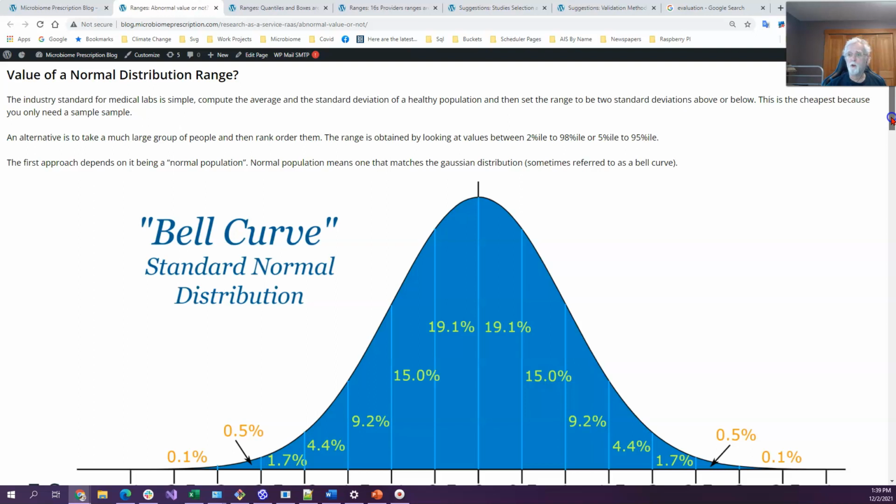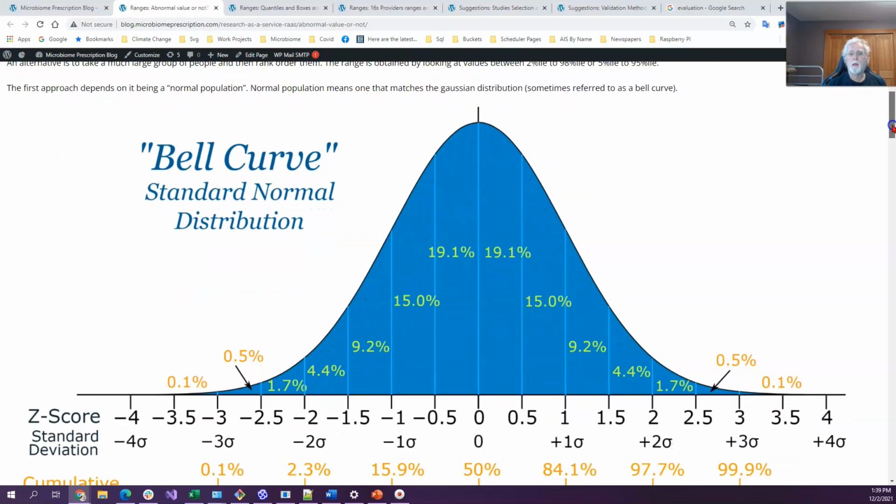It's a bell curve, the standard normal distribution. The bell curve has some interesting characteristics, which, as a professional statistician, there is a real easy way to test to see whether or not it is or isn't a bell curve.